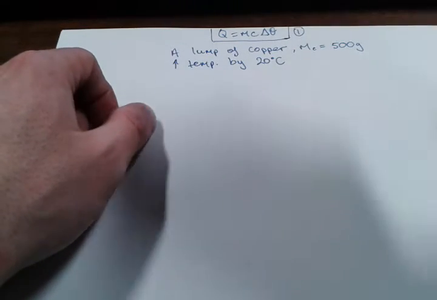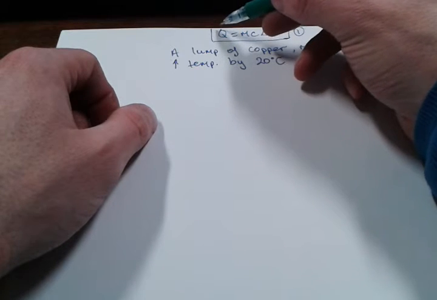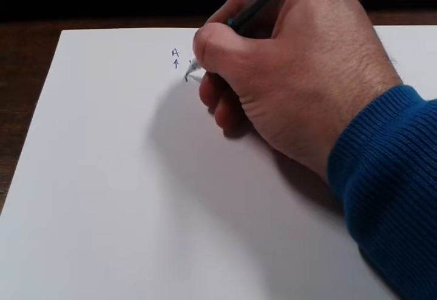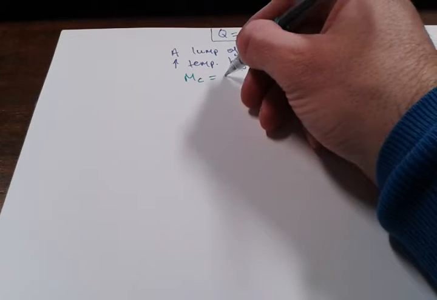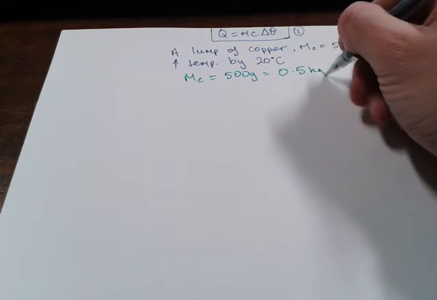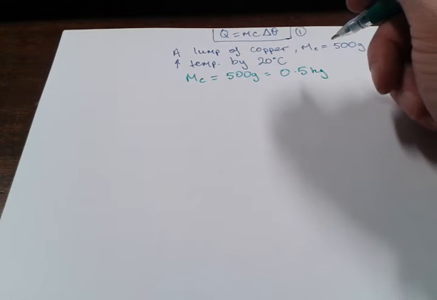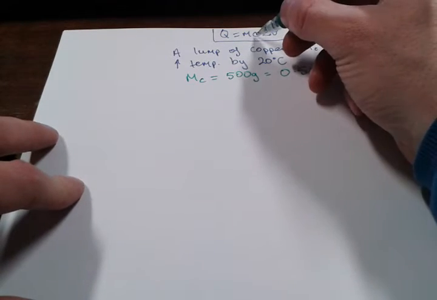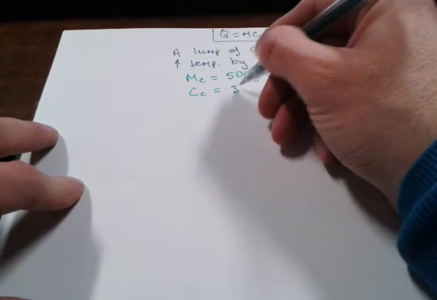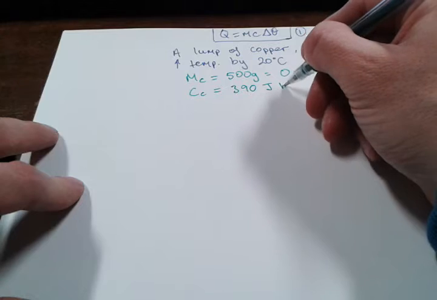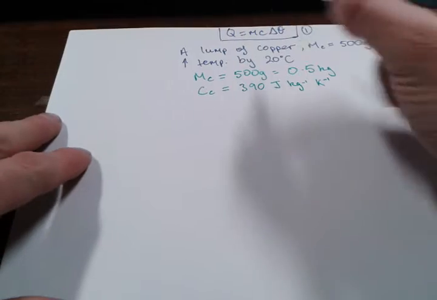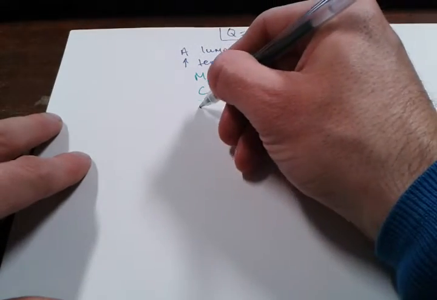Okay, so what do we need for this? We're going to work out Q. Q is the amount of energy that we're looking for here. So M, we have mass, that's fine, except we want the mass of the copper, which is 500 grams in kilograms, 0.5 kilograms. We also want C, which is specific heat capacity of copper, which is 390 joules per kilogram per degree or per Kelvin. Right, 390. And we need delta theta, which is the change in temperature.